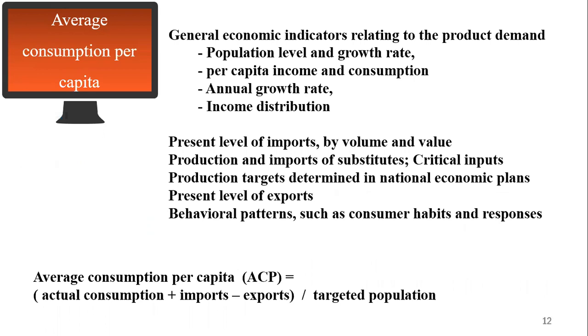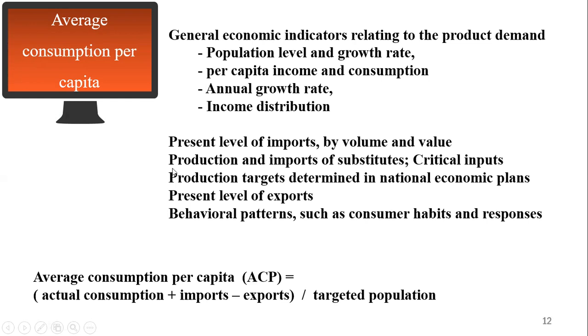General economic indicators are related to the product itself, such as the population. Remember the data gathering, the primary and secondary. Yes, so the population here, what does it represent? It represents the secondary data. Per capita income, secondary data. Annual growth rate, secondary data. Income distribution, all of these are secondary data.